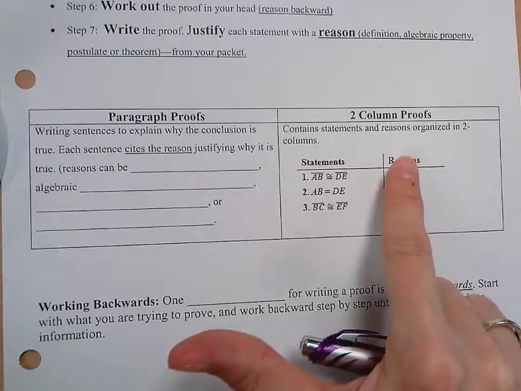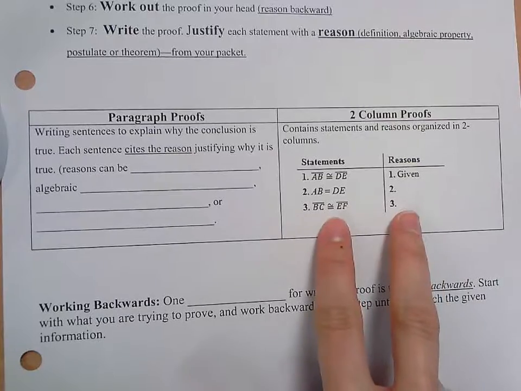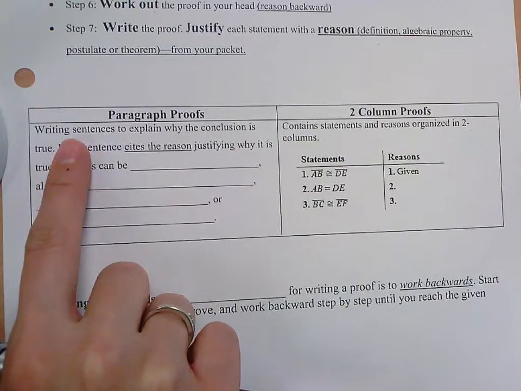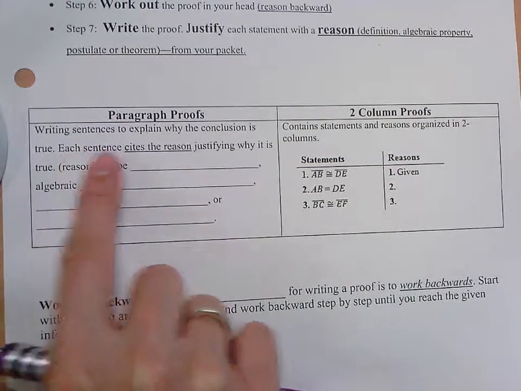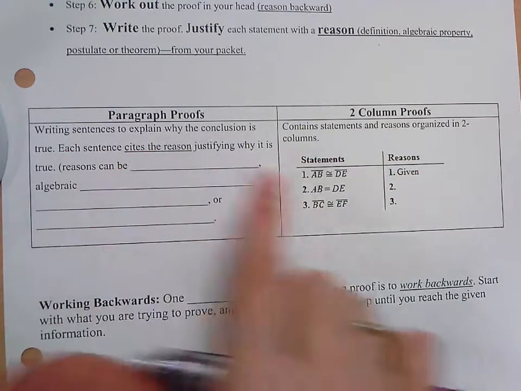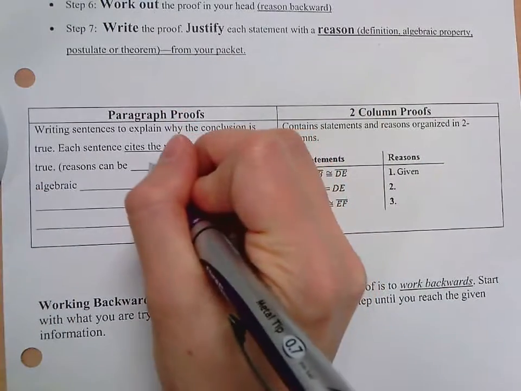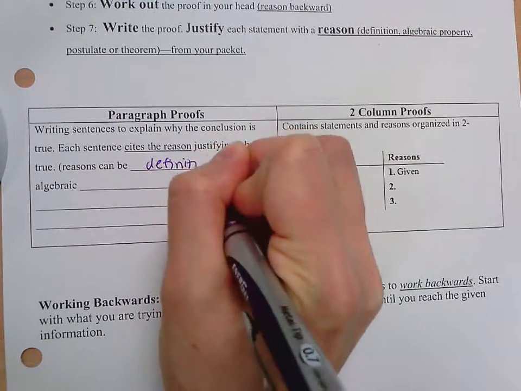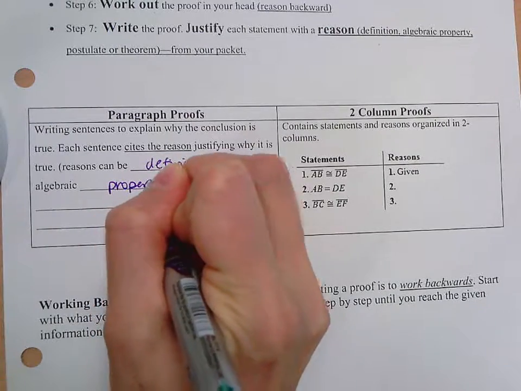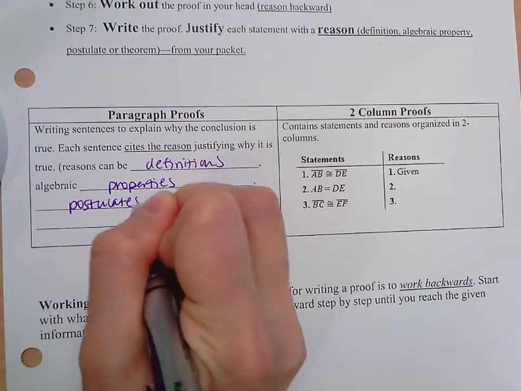Paragraph proof. So two-column proofs are really a model for paragraph proof. A typical proof in math is not set up this way. But this helps you understand how to set up a paragraph proof, which is writing sentences to explain why a conclusion is true. So in each sentence, it would be like each row here would be a sentence. So each sentence would cite the reason justifying why it's true. And again, your reasons are going to be definitions, properties, algebraic properties, postulates, or theorems. So what was stated above.